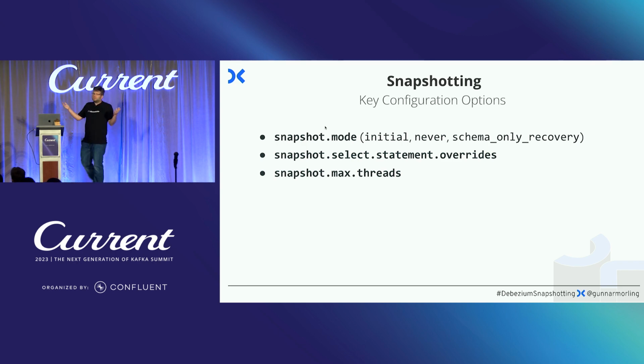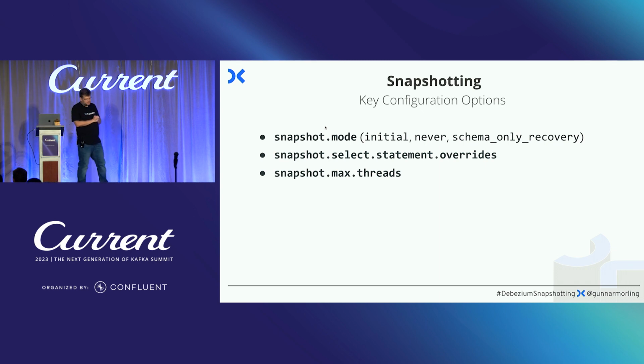And sometimes people just lose their schema history topic, right? It happens maybe with wrong retention. I see some people nodding there. And then you want to recreate the schema history topic, and this is exactly what this recovery option is about. So that's about snapshotting modes, just briefly.